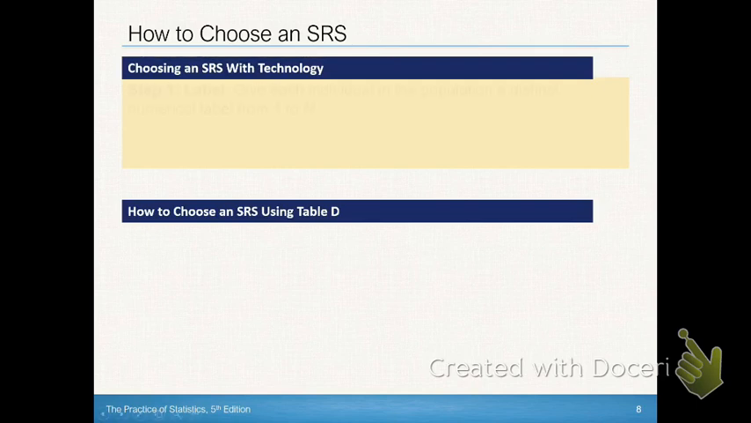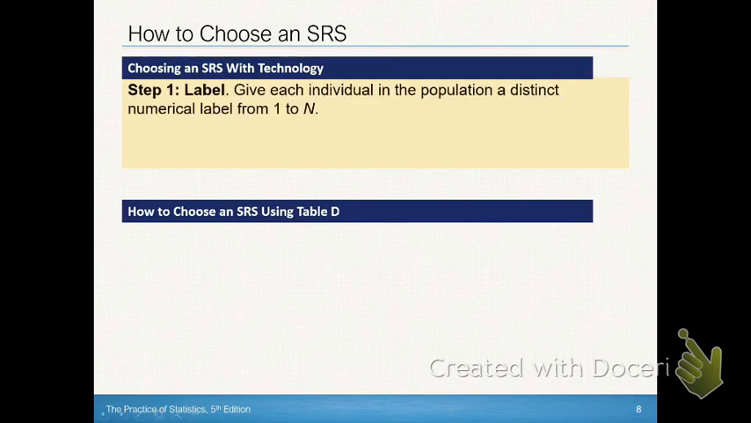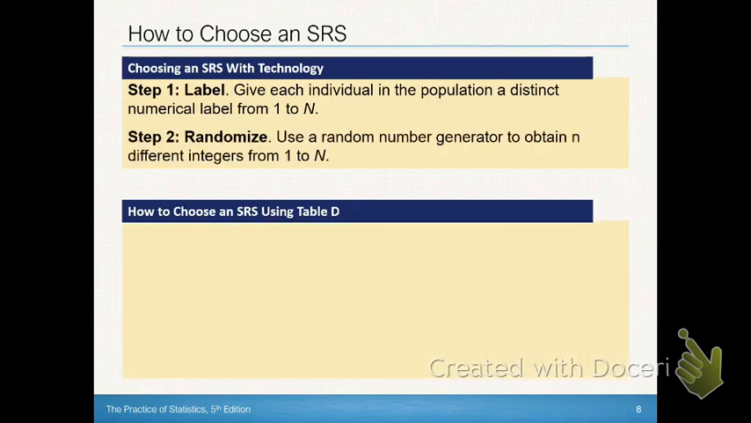If you're using technology, that would be where you're using your calculator. Again, there's another video for that. Or you could use a website like random.org. They have ways to pick random numbers. And what you would do is take all the people in your population and label them from 1 to capital N. Capital N is the number of people in your population. And then you would use the calculator or random.org or some other digital way to do it. And that's how you would pick your lowercase n, your sample size, number of people.